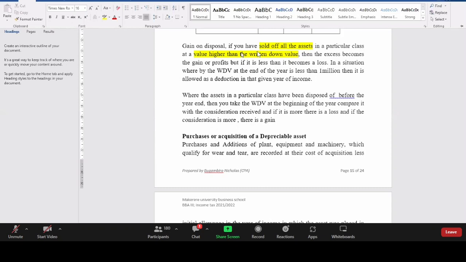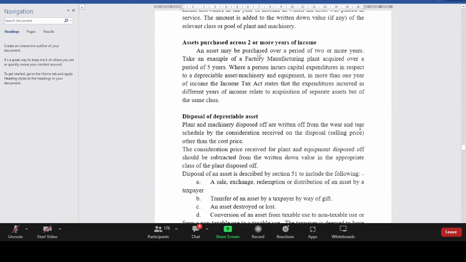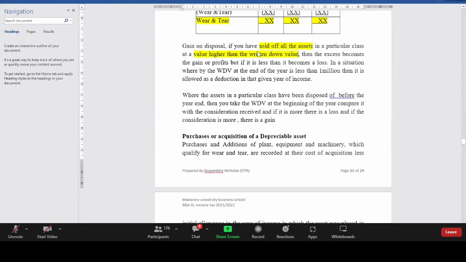It emphasizes what we saw above, but they are telling us if it's the whole class and has been sold, we consider basically written down value at the start. Compare it with the sale proceeds you have sold it. It's just an emphasis of the first one. Purchase or acquisition of depreciable assets. Those are additions. We said you add them to the cost base after you have less initial allowance in the year of income in which it was first placed into service. If you check there, it's the same thing. It's just emphasizing what we already saw.